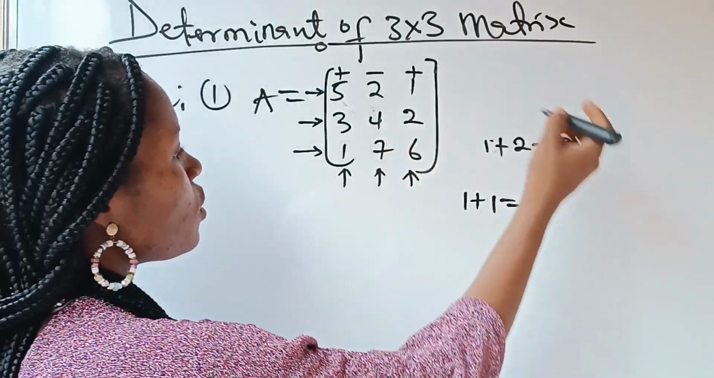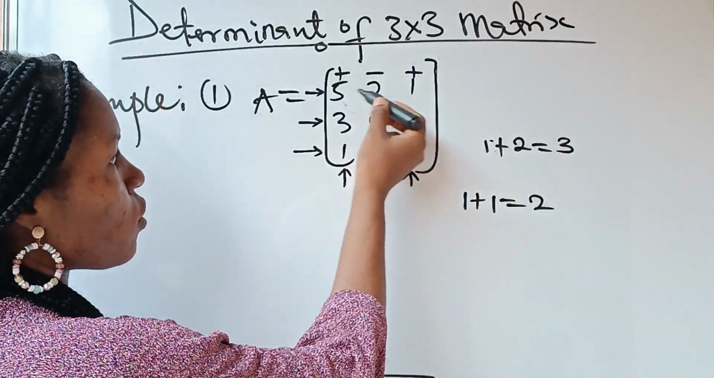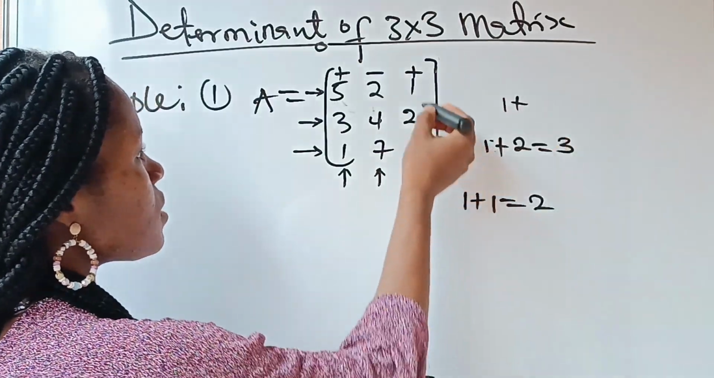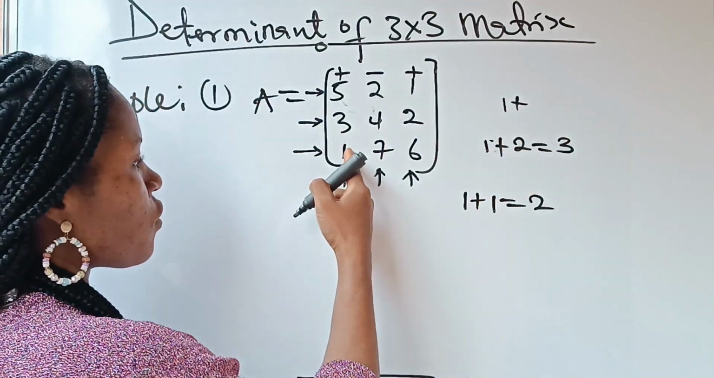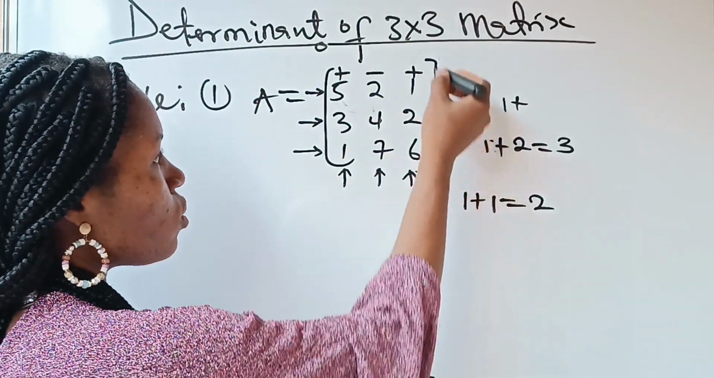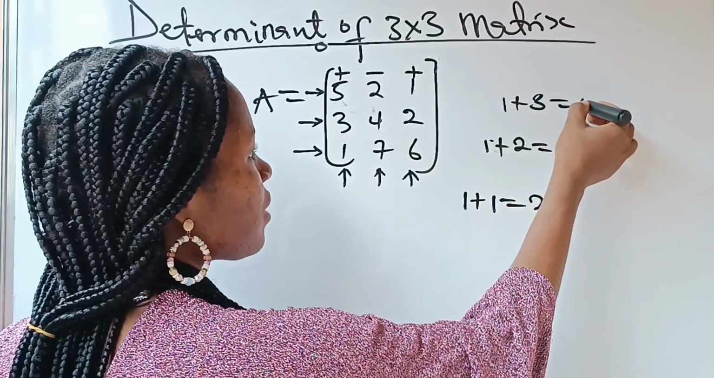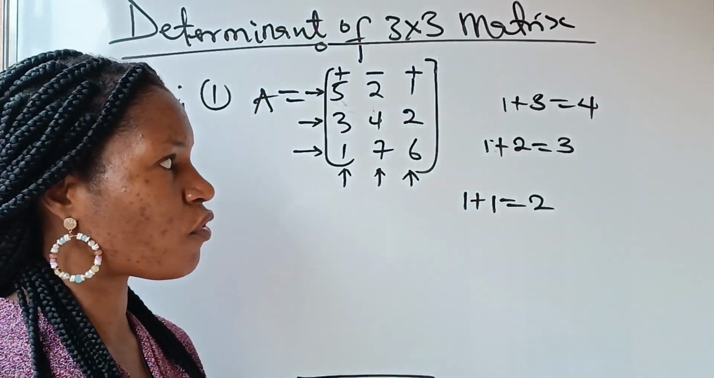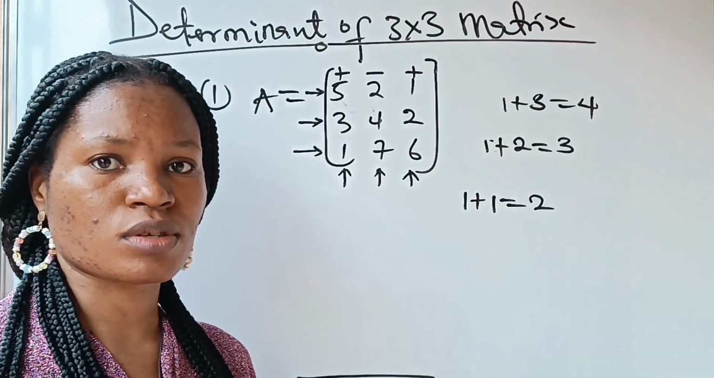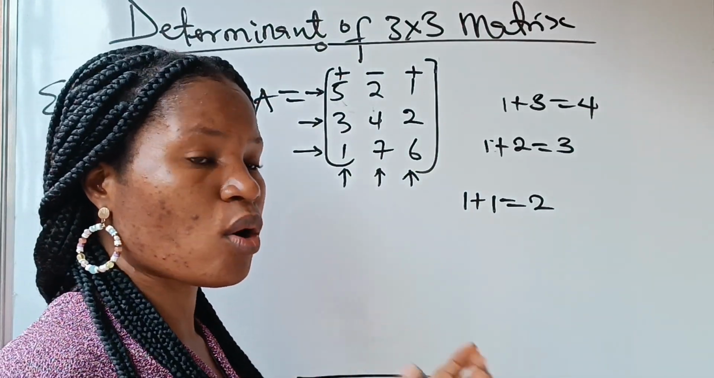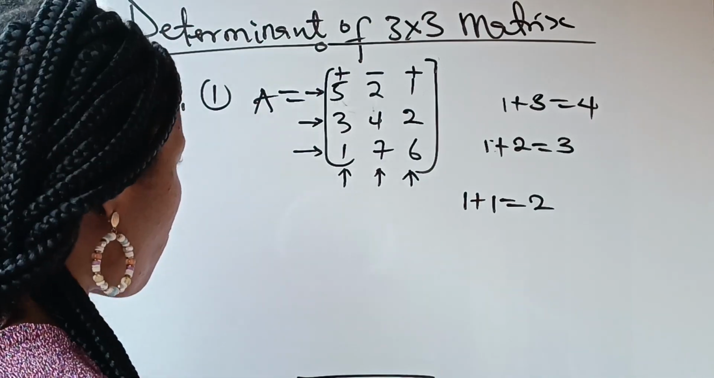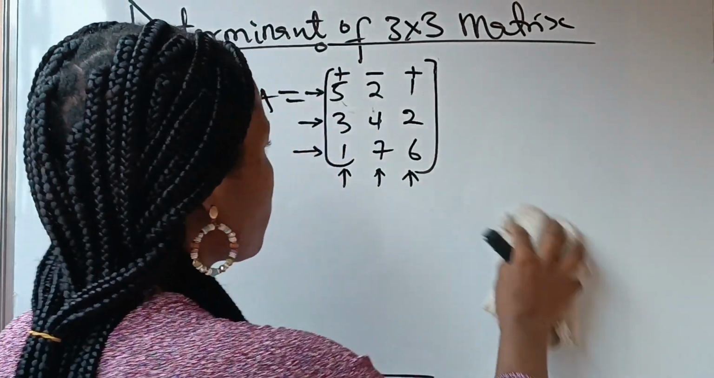Then for 1, you notice that it is occupying the first row, which is 1, plus the third column, because this is the first column, second column, and third column. When you add 1 plus 3, you get 4, which is even, so it's supposed to be plus. You are now going to see how we make use of it using the cofactors.